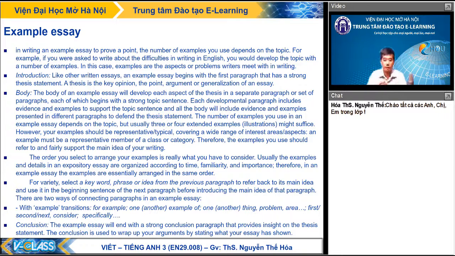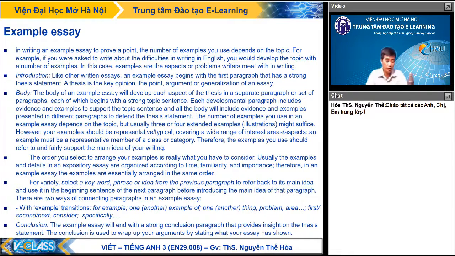Now we also have three parts. The introduction first. Like the other written essay, an example essay begins with the first paragraph that has a strong thesis statement. In the introduction, you have to present some general statement, and also you have to mention the thesis statement. It is a must for you to write a thesis statement.